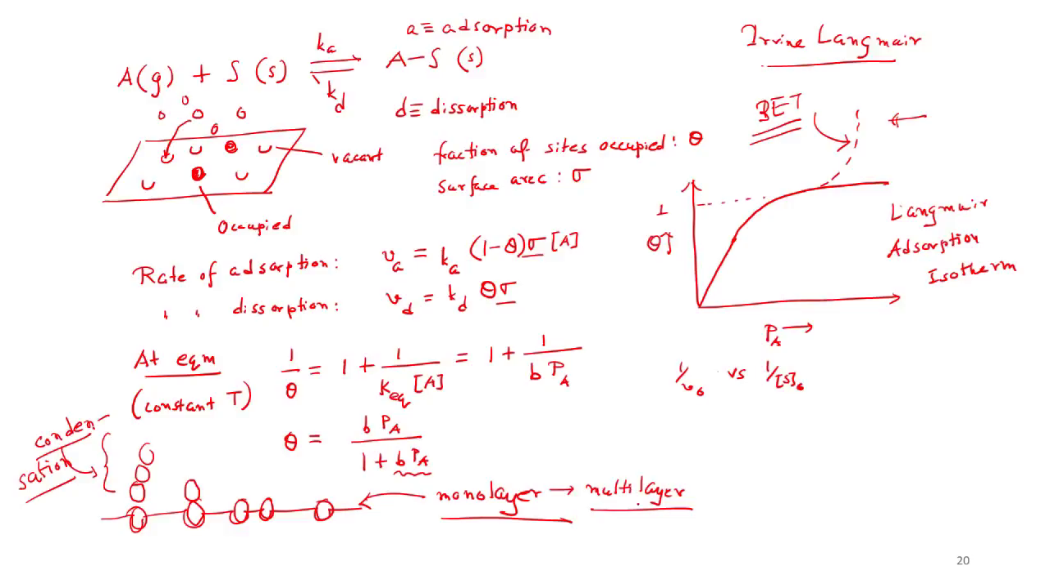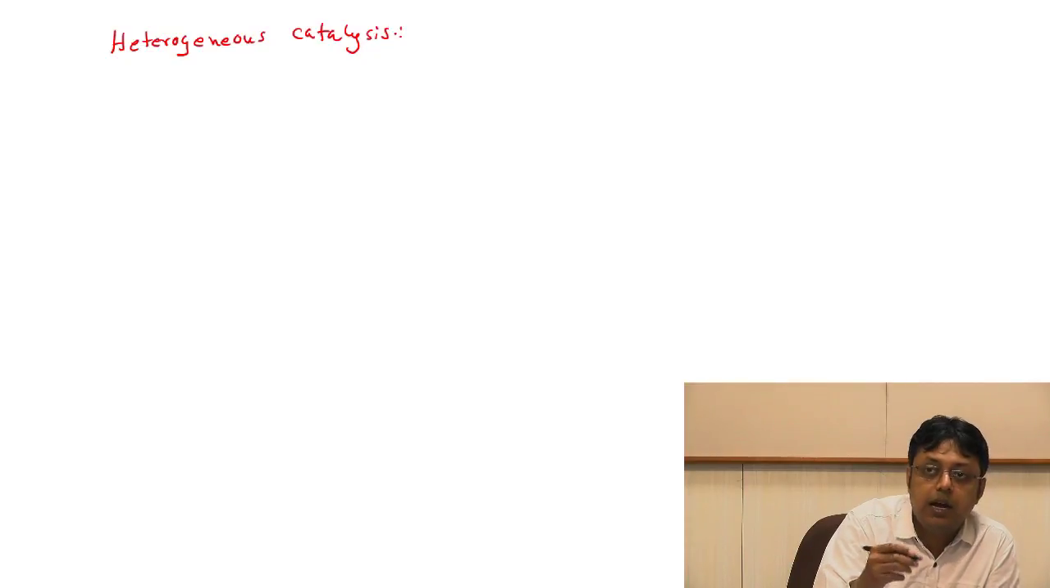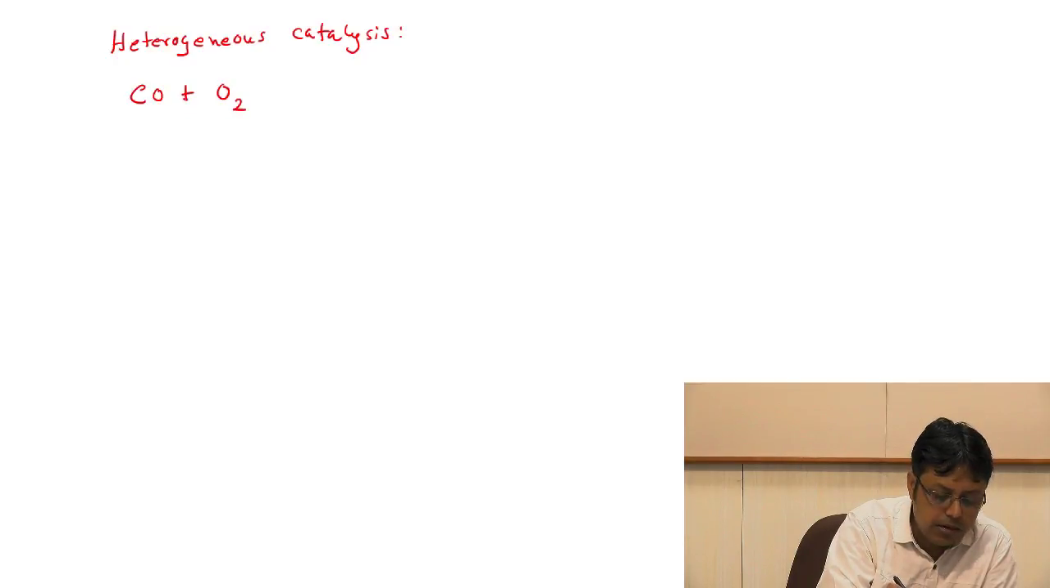So Langmuir adsorption is limited to only those situations where it forms only a monolayer, and it just stops at the monolayer formation. No multilayer formation occurs further. Now, as I said, I can use this model for catalysis, and by catalysis I mean heterogeneous catalysis. Now, instead of the nitrogen and hydrogen reaction producing ammonia, we'll talk about an interesting reaction where carbon monoxide and oxygen, both gases, in the presence of a surface form carbon dioxide.